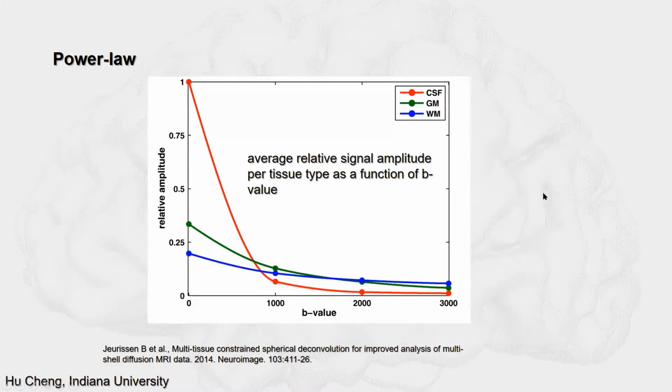Next, I will introduce a new method we developed recently. It is very simple but robust. It is based on the observation of distinct responses to b-values for different tissues. So I borrowed this figure from the paper by Garrison. And you can see that the CSF, gray matter, and white matter have distinct responses to the diffusion gradient at different b-values.